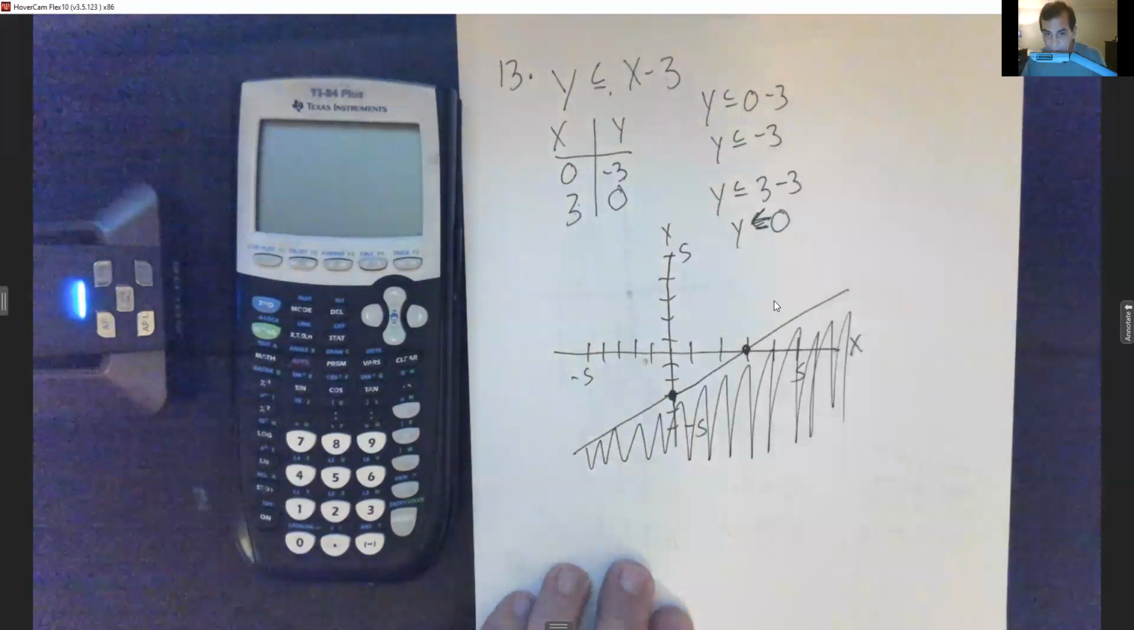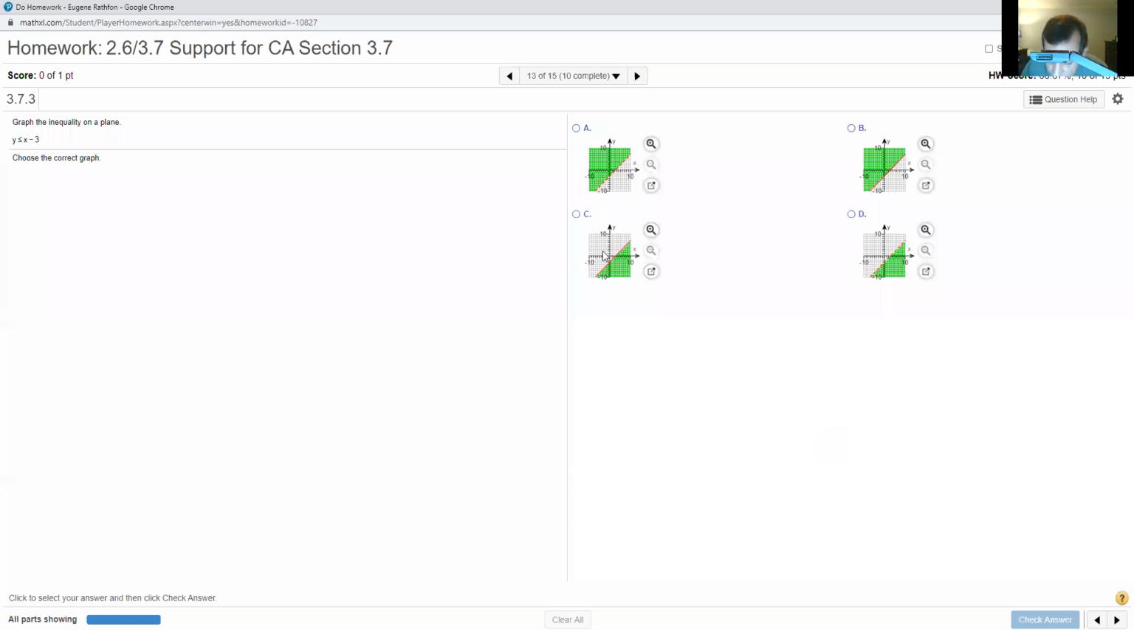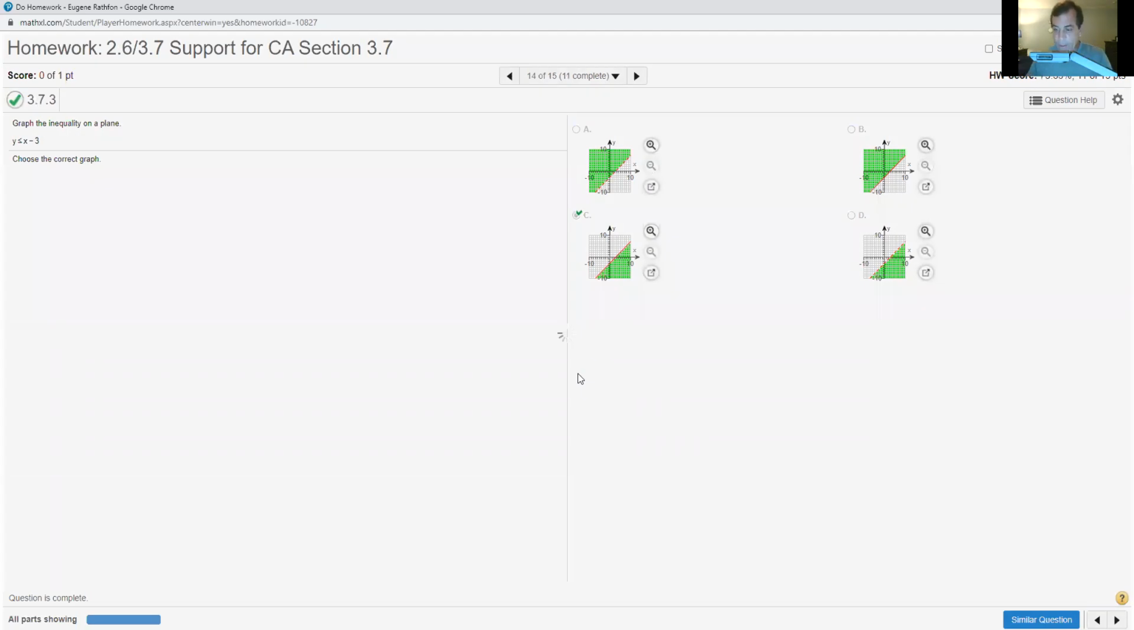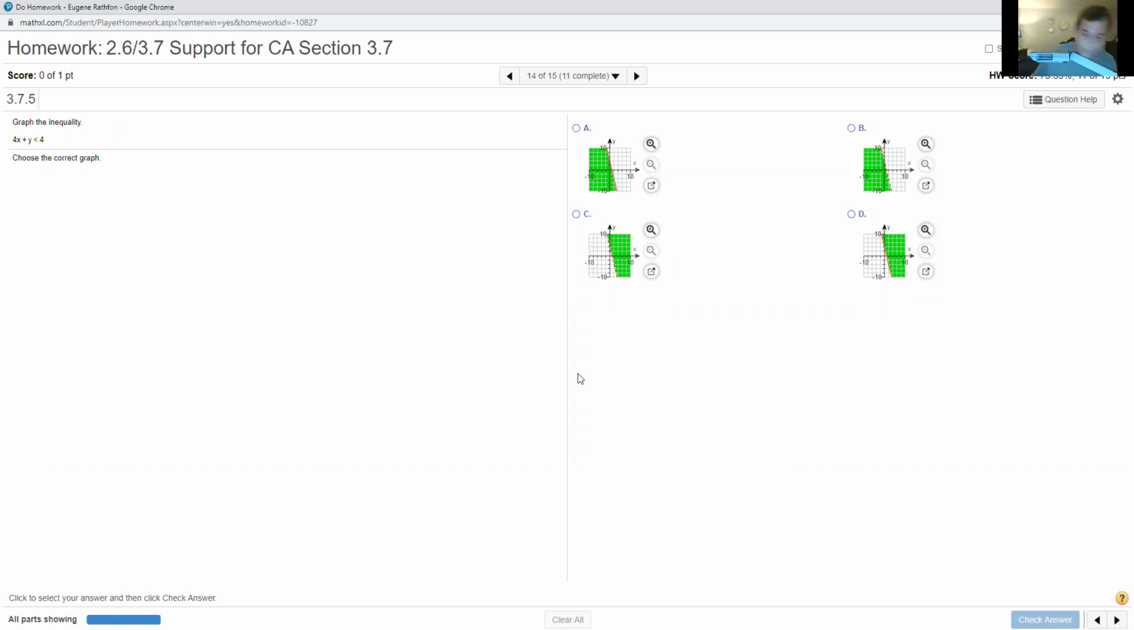So we're looking for the picture with the line like we got it. So let's go back. And to me, let's see, that looks like a solid line with my angle. This one's dotted. This one's solid, but they shaded above, and then that one's dotted. So we wanted solid line, shade down to the right. Check that answer, and now comes 14. Right, 14 is 4x plus y is less than 4.